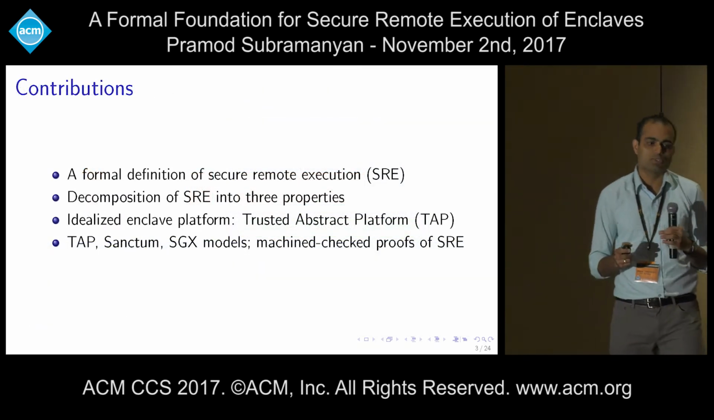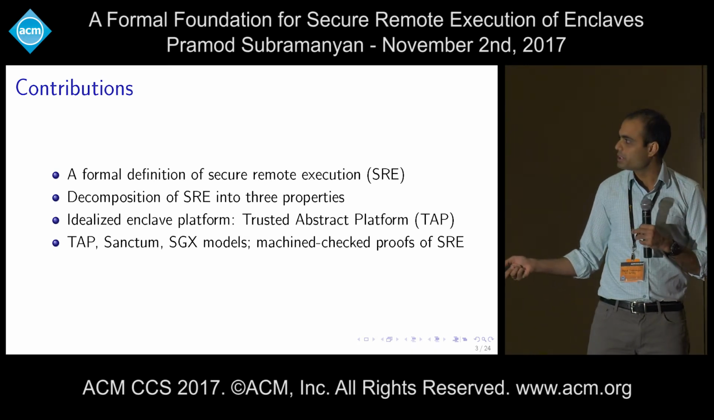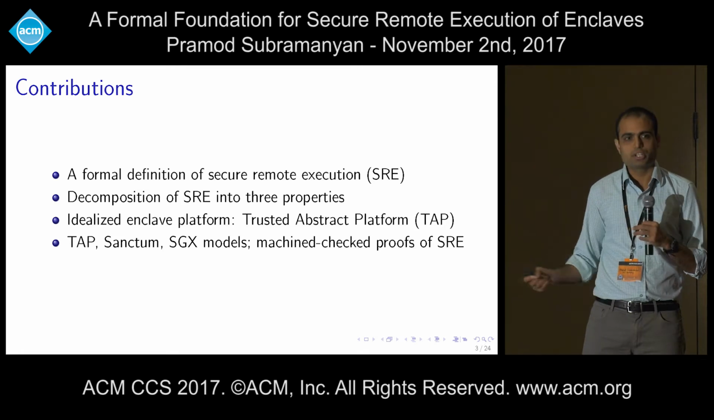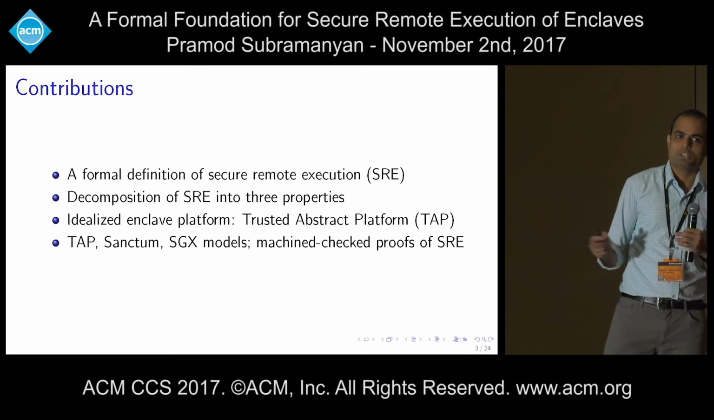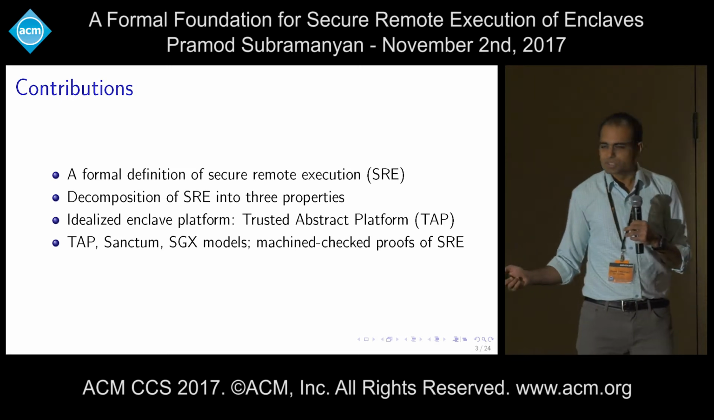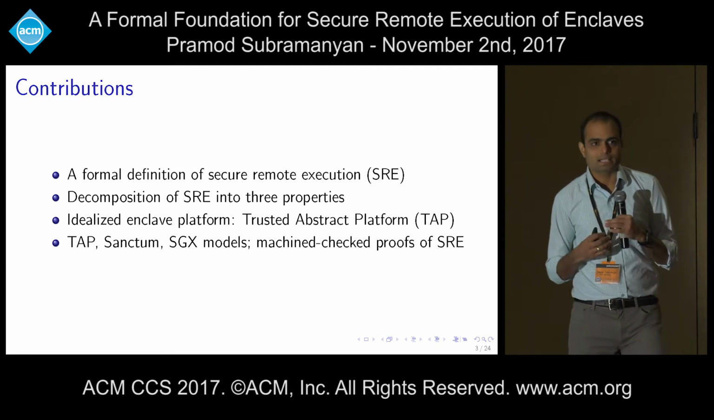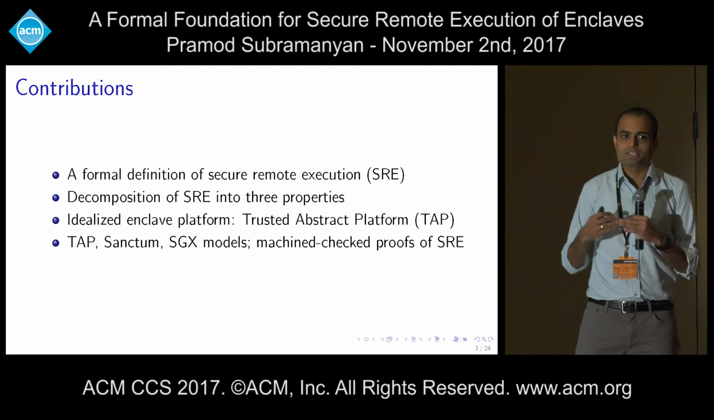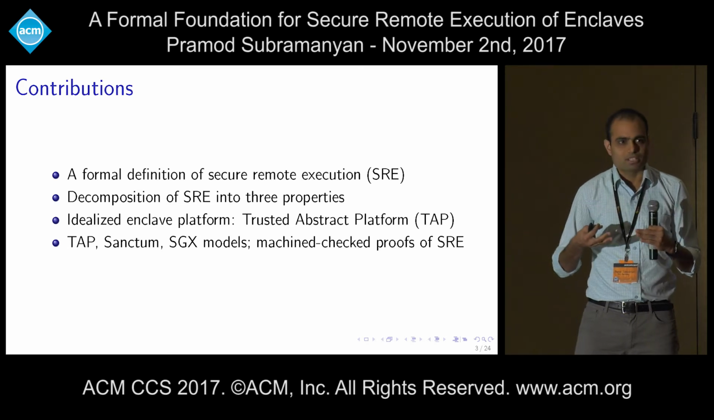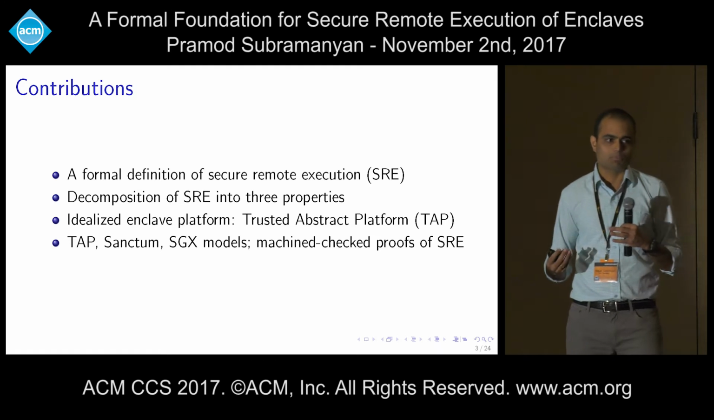So the contributions of this work are first a formal definition and a precise formulation of secure remote execution, a decomposition of secure remote execution into three simpler properties, which we call the measurement, integrity, and confidentiality properties. And then we introduce this notion of a trusted abstract platform, which we think of as an idealized abstract platform. And so what this does is helps us reason about enclaves above the level of instruction sets and above the level of the precise API that an enclave platform provides.